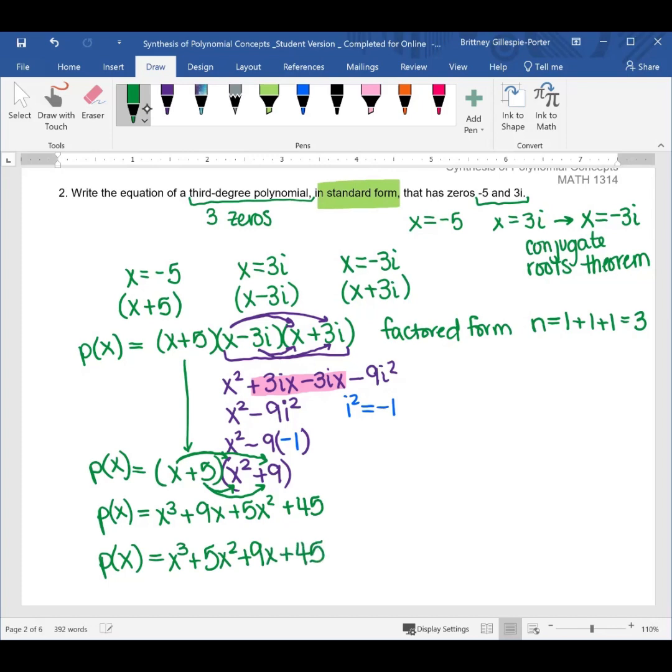We're not going to be solving anything because we're working backwards. If we were to solve this equation, we would get x equal to -5, x equal to 3i, x equal to -3i. We know we're in standard form because there are no parentheses, there's no multiplication. We have just plus or minus going on in between.